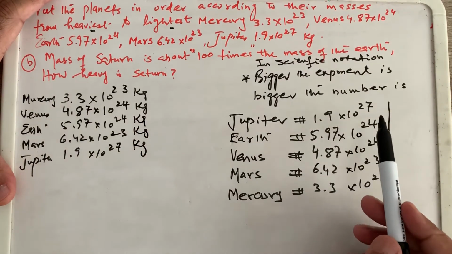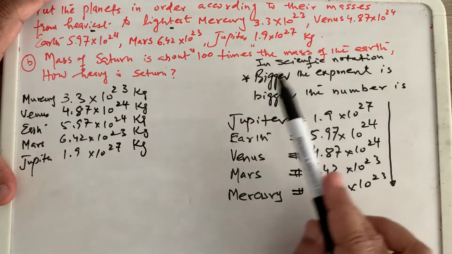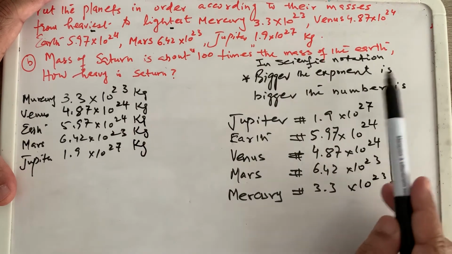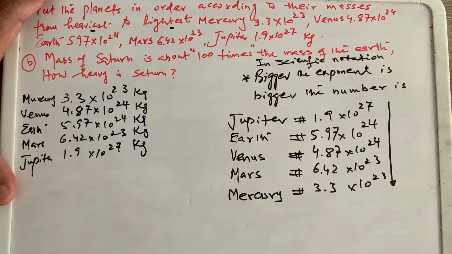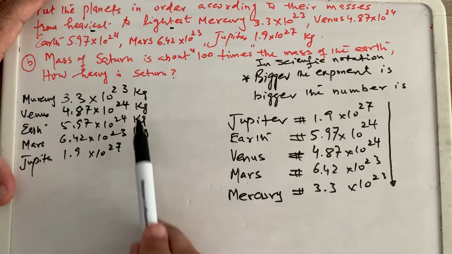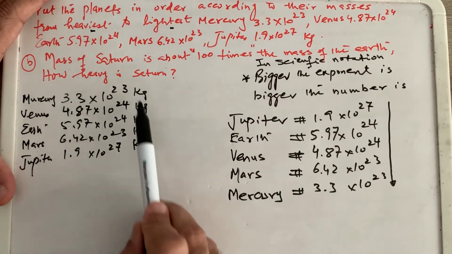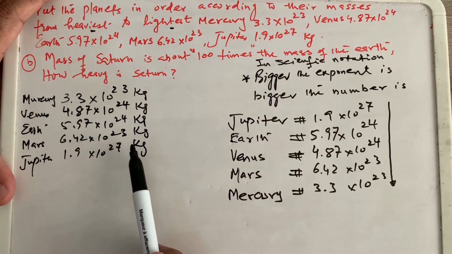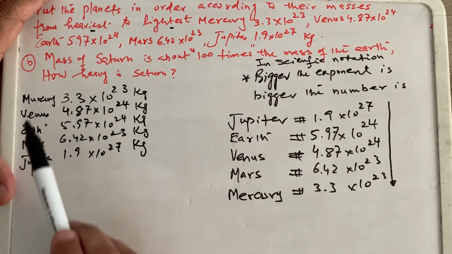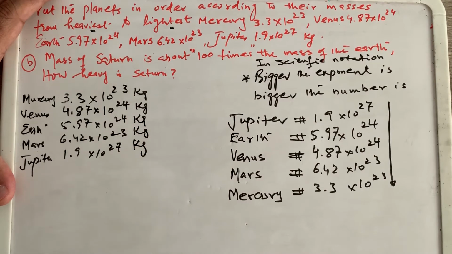First of all, we need to understand that in scientific notation, the bigger the exponent is, the bigger the number is. So heaviest is Jupiter, then Earth, then Venus, then Mars. Another way of doing it is making them the same exponent, and then since the exponent is the same, we can see which number is bigger. That is also another way of doing it.